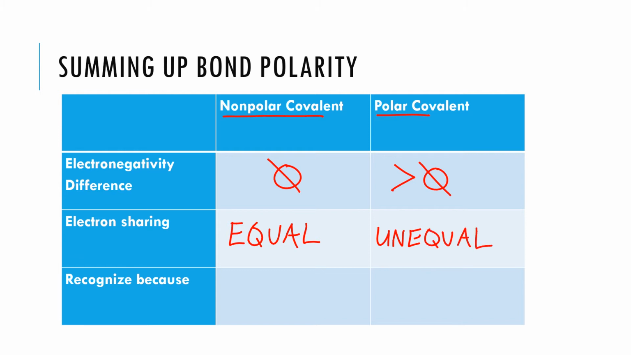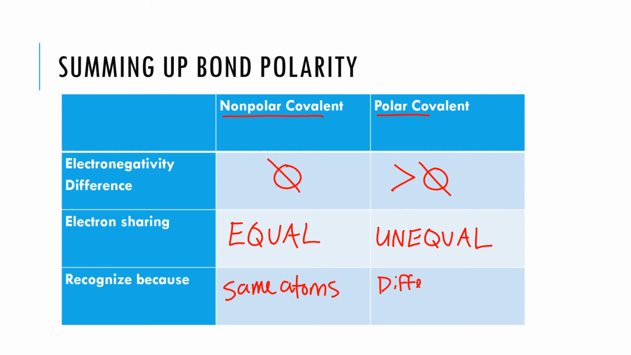Because you have one element with a greater electronegativity. You can recognize a nonpolar bond because it'll be the same atoms. And you can recognize a polar bond because the atoms will be different.